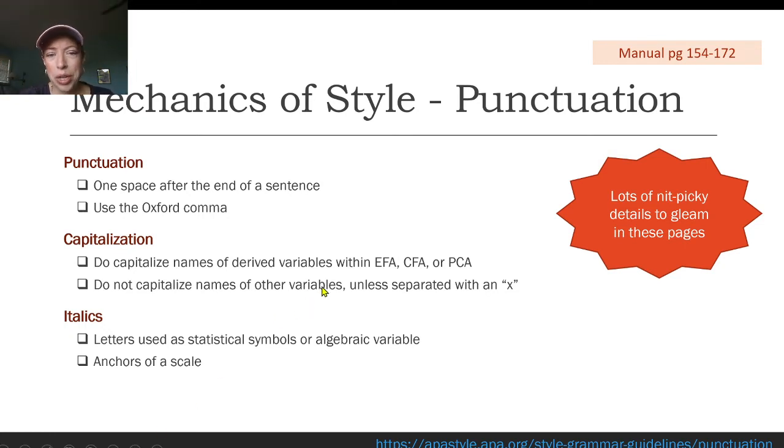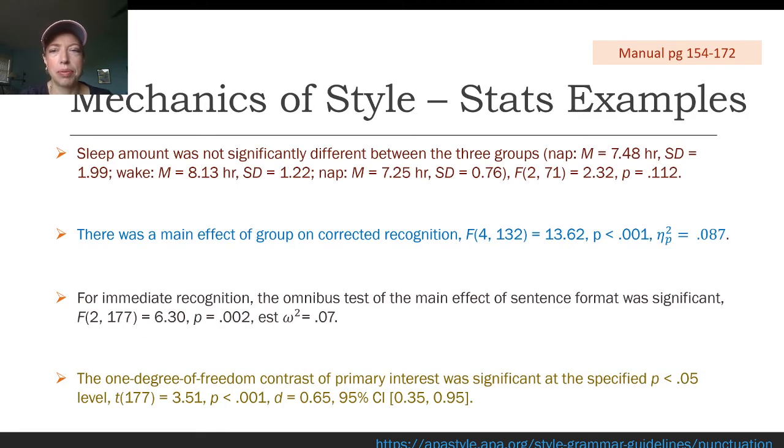Capitalization: we do capitalize derived variables, EFA, CFA, PCA, but we do not capitalize variables unless we're doing a product, like an age by gender interaction. We could do age × gender. This is kind of nitpicky. I'm not going to worry too much about that. We do use italics for statistical symbols and in cursive scales. So we'll see a little bit of that.